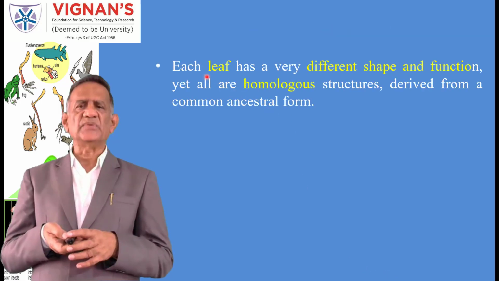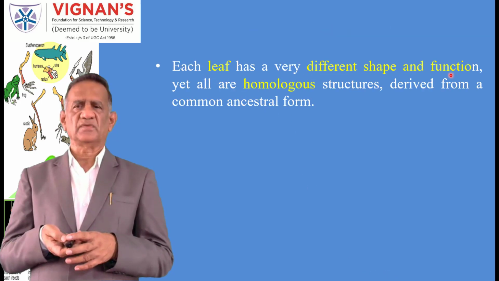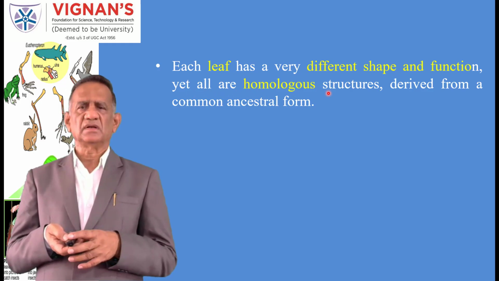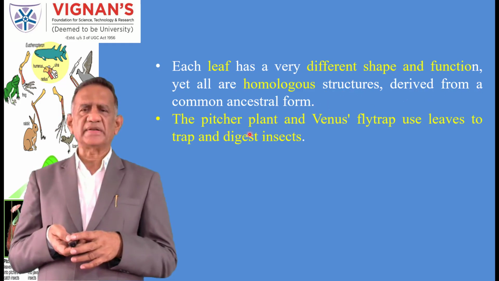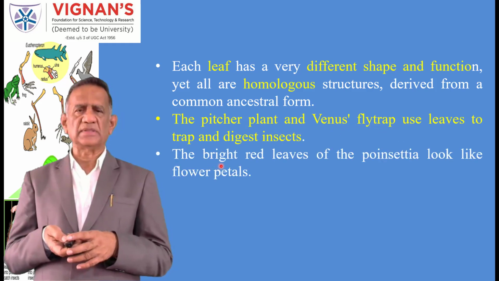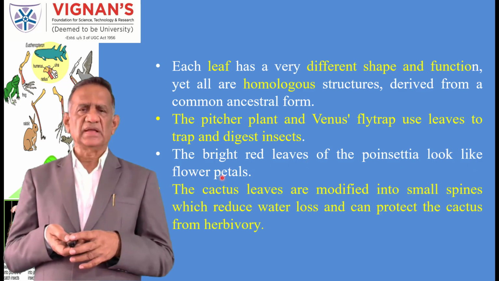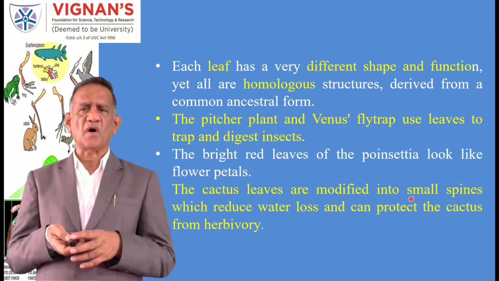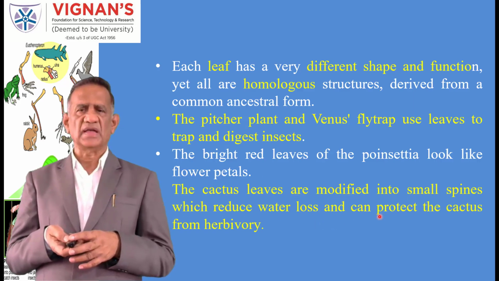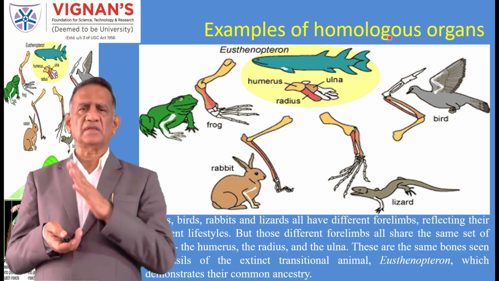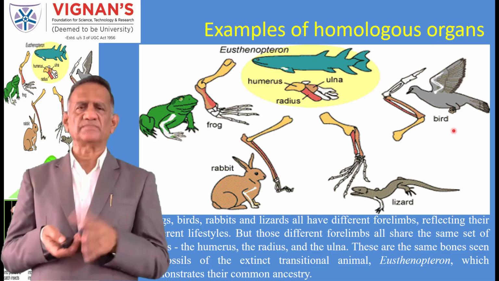Let us see now. Each leaf has a different shape and function, yet all are homologous structures derived from a common ancestral form. The pitcher plant and Venus flytrap use leaves to trap and digest insects. The bright red leaves of the plant look like flower petals. The cactus leaves are modified into small spines which reduce water loss and can protect the cactus from herbivory. So these leaves all have the same origin.